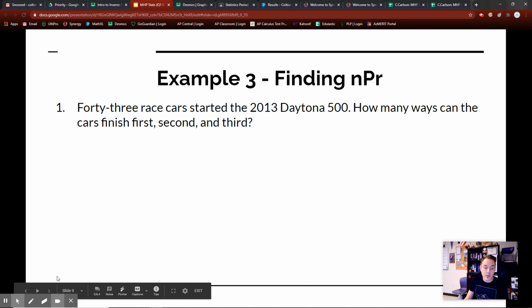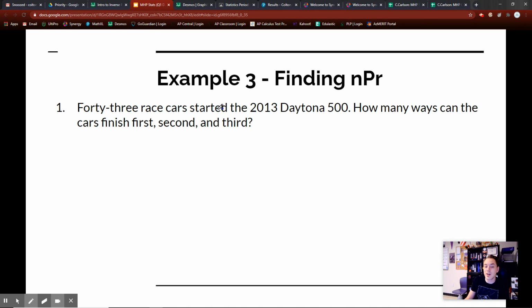Okay, so a 43 car race started the Daytona 500, the 2013 Daytona 500. How many different ways can the cars finish first, second, and third? So my r is 3, but what's my n? My n is the total, 43. So 43, and then my r is 3. So what is this? I have 43P3.